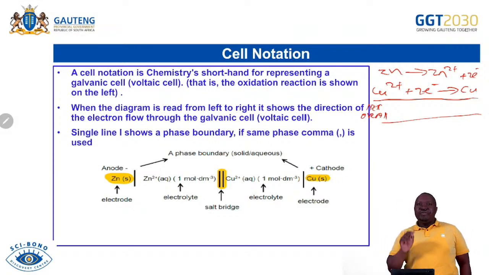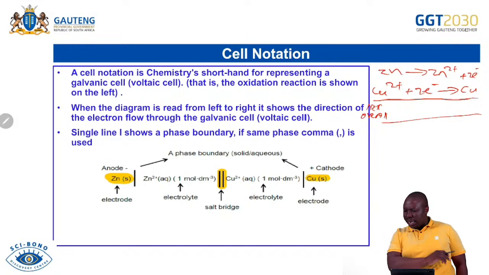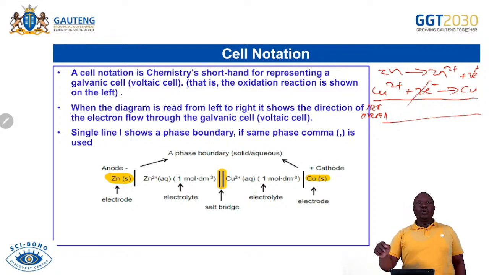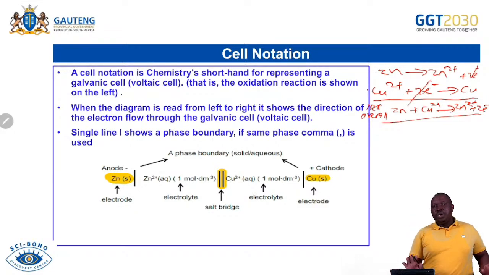I said to you, before you write the overall, you must ensure that you balance the electrons. The electrons must be balanced. So you are having 2 electrons on the product side of zinc 2+, and you are having 2 electrons on the copper 2+ side, they are equal, so you can cancel them. Then what is on the left, the zinc and the copper 2+, you must write on the left. So you'll write zinc plus copper 2+. This forms zinc 2+ plus copper. Now, you see, that is the first remark.